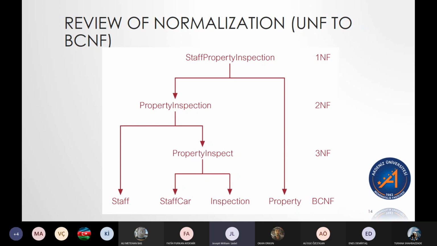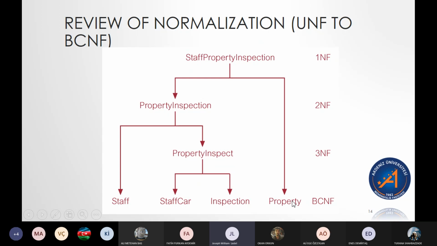And we will say the other table that's involved is representing the staff-car combination that was used to make that inspection happen. Okay, so back to my question: of those 8 columns, how many tables will we make?